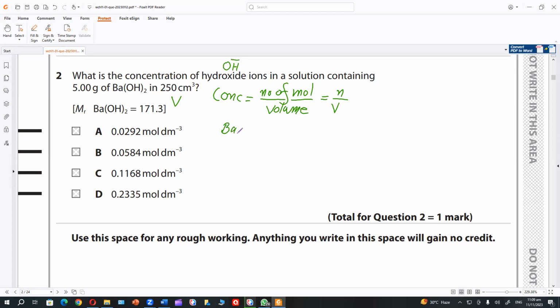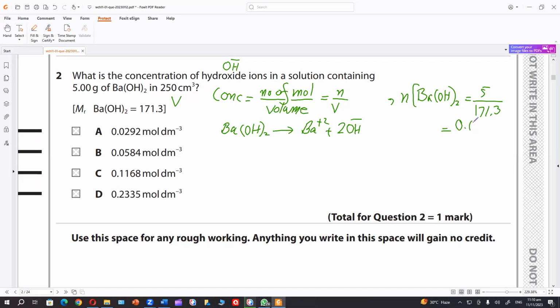So when you put barium hydroxide in water, barium plus 2, OH minus, and it is 171.3 and it's 5 grams. So find the number of moles of barium. Number of moles of barium is 0.029. Okay. You're doing 5 upon 171.3, right? Yes. So how much you told me? 0.029. If it is 0.029, it's a ratio of 2. So 2 into 0.029.